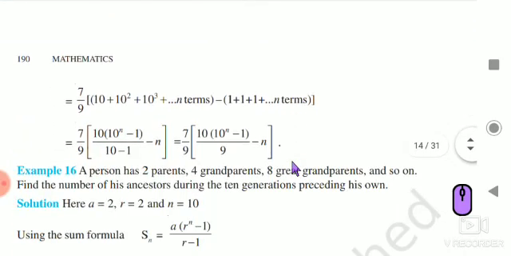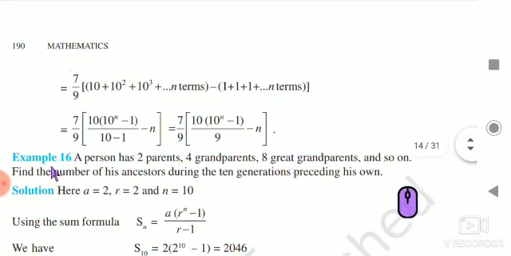Now by looking at this equation, 7 by 9 into it is 10 plus 10 square plus 10 cube plus so on up to n terms, and there are the terms which are constant, minus 1 minus 1 minus 1 minus up to n terms. Minus sign taken outside, therefore 1 to n terms we have.